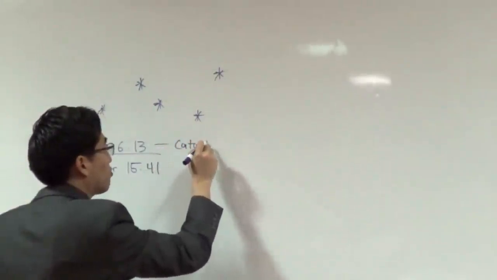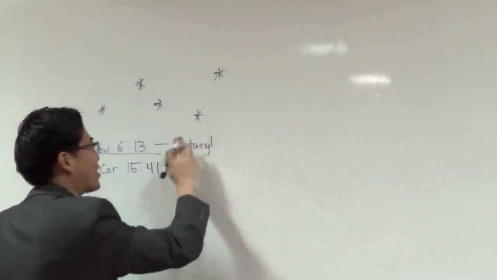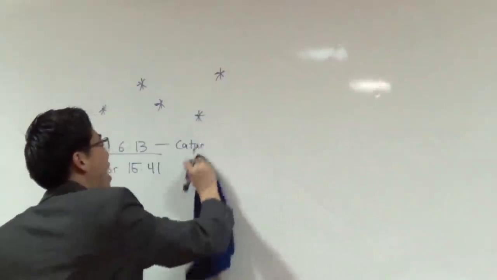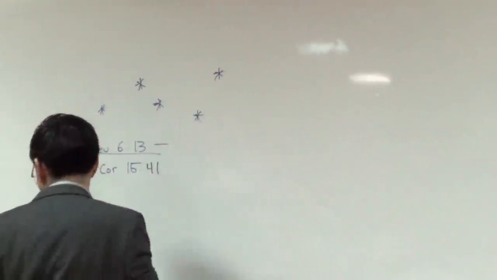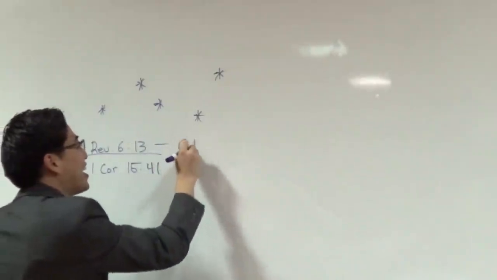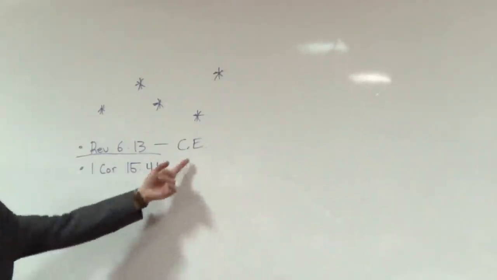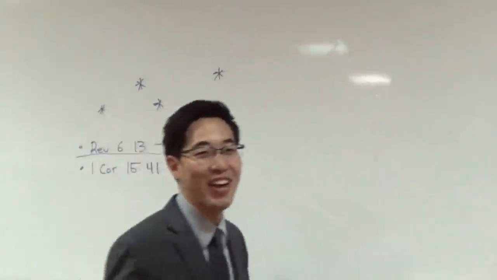I'm going to be so embarrassed. You know what? I'm not going to embarrass myself by just telling it. I'm not doing this, okay? All right, so just abbreviate it. CE, cataclysmic event. This is not common era, okay? By the way, it's not common era. Cataclysmic event, okay?